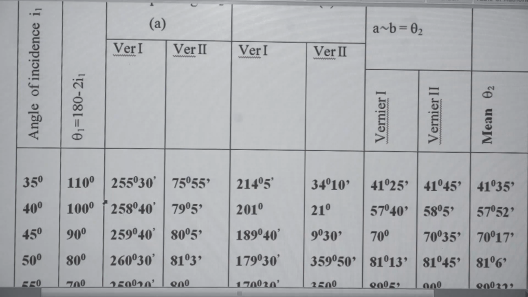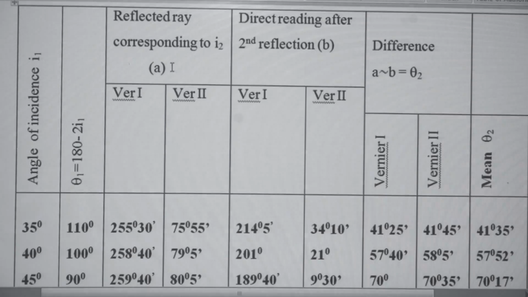We are going back to see the refracted ray, bringing it to the minimum deviation, and then going back to see the reflected ray from the face. Then we are taking the reading, that is the reading A. Then we obtain the readings 255 degree 30 minutes in Vernier 1 and 75 degree 55 minutes in Vernier 2. Now the telescope is unclamped and brought to observe the direct image. Then the readings in Vernier 1 is 214 degree 5 minutes and in Vernier 2 34 degree 10 minutes.